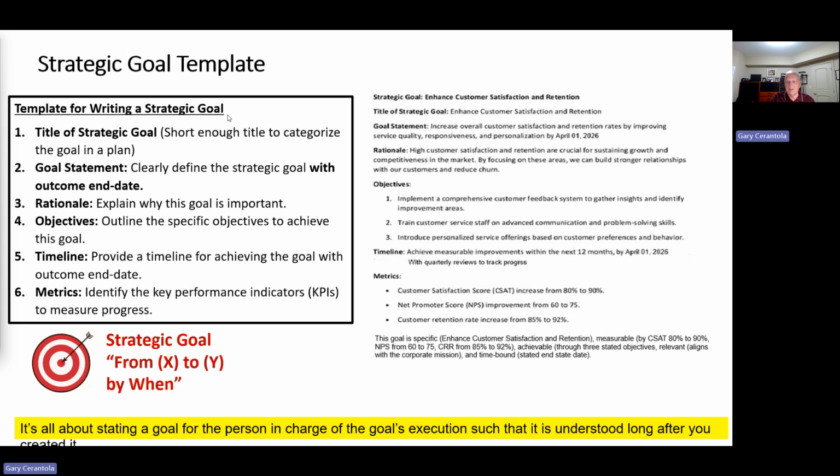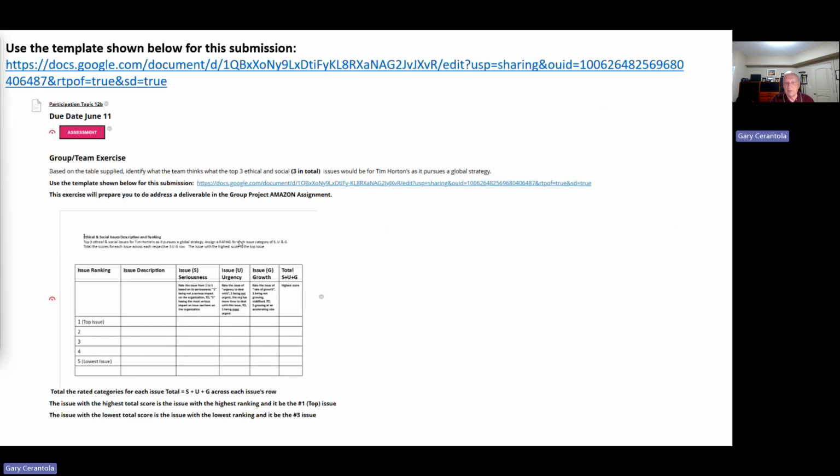So here's the template, and this is what you really need to do to create these 3 goals. It gives you an idea of what to provide, and go down this actual template to be able to do that, and you'll be in good shape.